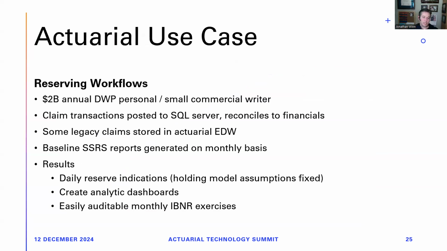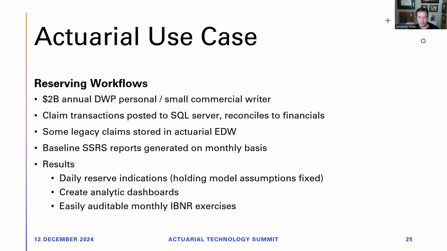A couple of actuarial use cases. And again, this would be from my last job when I worked at a carrier. I led the reserving team. We also had some reinsurance duties as well. It was a 2 billion annual DWP personal and small commercial writer. Most of our claim data for our captive agent books was housed in a SQL server attached to a Guidewire claim system, reconciled to financials, which was great. We had some legacy claims stored in an actuarial EDW, and we also had baseline SSRS reports that we could use to tie our queries back. And these reports were baseline, so it made the auditors happy whenever we reconciled to those.